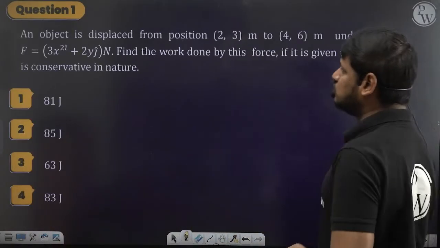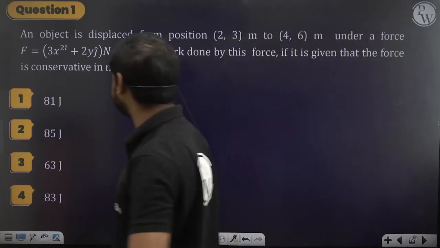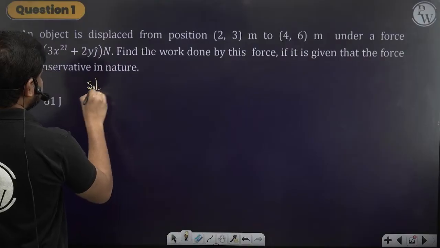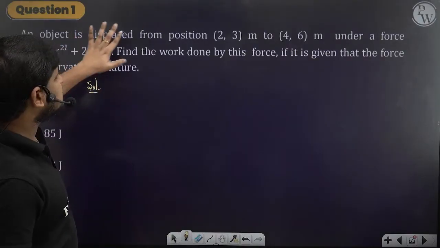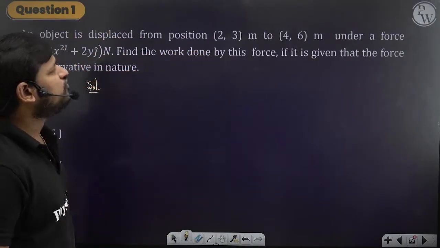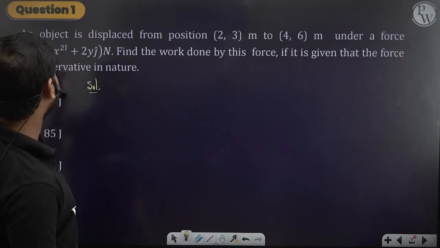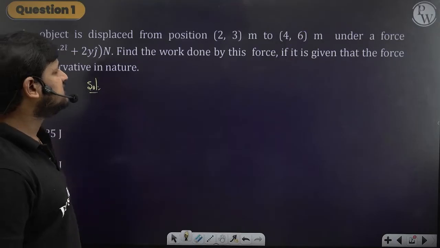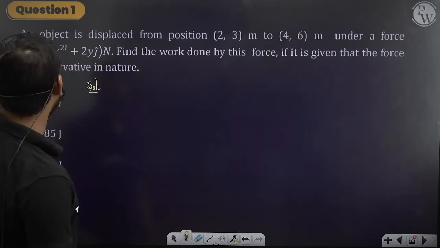So let's move further. Let's take one simple question. So what does the question say? See here. An object is displaced from (2, 3) to (4, 6) under a force of 3x square i cap plus 2y j cap. Find the work done by this force if it is given that the force is conservative.